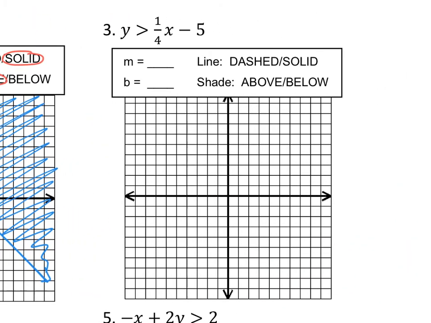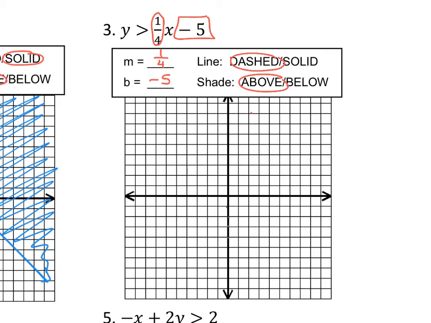What's the slope on this one? And that one's already a fraction, so I don't even have to think. And then my y-intercept. Is this one going to be dashed or solid? Dashed. Above. So that means I'm going to begin at -5.